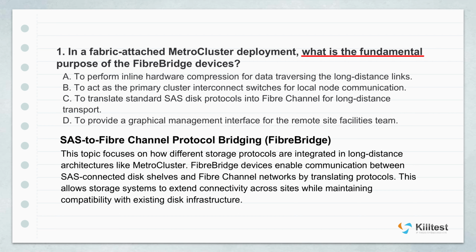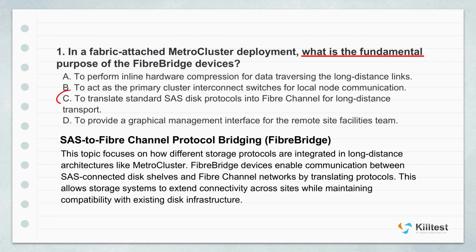A, to perform inline hardware compression for data traversing the long-distance links, or B, to act as the primary cluster interconnect switches for local node communication. Right, keep going. Then we have C, to translate standard SAS disk protocols into fiber channel for long-distance transport, or D, to provide a graphical management interface for the remote site facilities team. So to crack this one, we really have to look at the physical limitations of cables. Let's look at option C, which is the correct concept here.